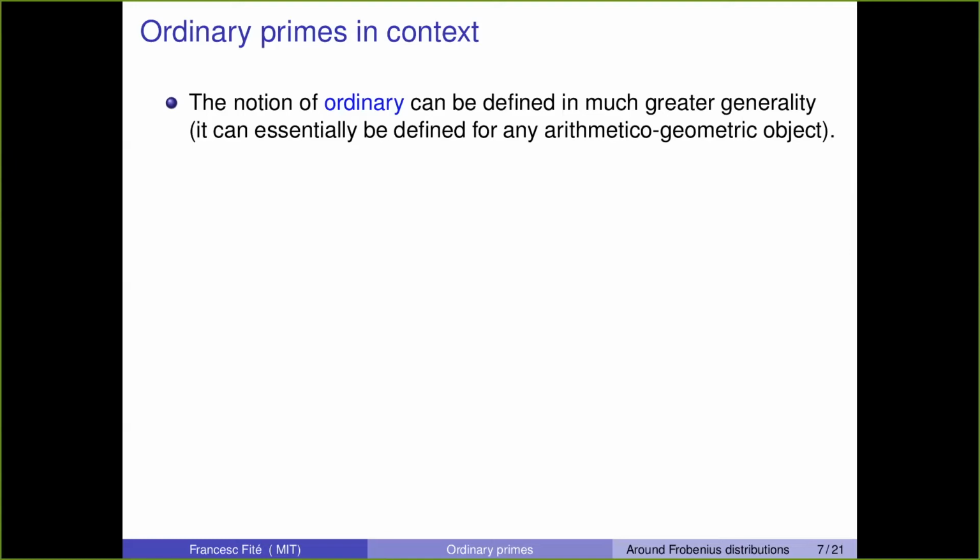Yeah, first I should say is that the property of a prime being ordinary can be defined in much greater generality. And when you do so, I think that the right characterization that you should have in mind, the characterization that generalizes nicely, is the one asserting that the Newton polygon coincides with the Hodge polygon.